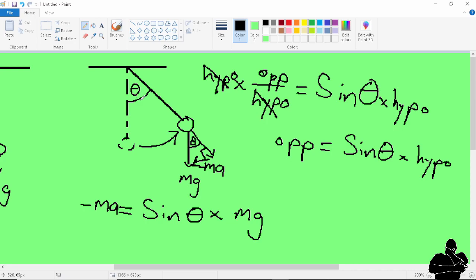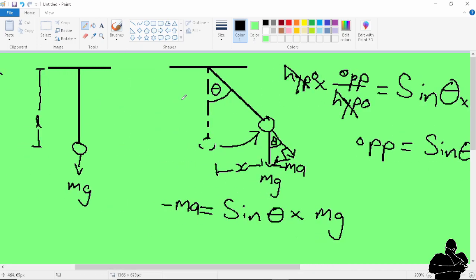When an angle is small, sine theta is basically the same thing as tan theta. So what is tan theta in this instance? Let's call the distance that we displaced it by x. And remember that over here, the length of the string was L. So this side over here is L. So we have L and we have x, and we want to find tan theta.